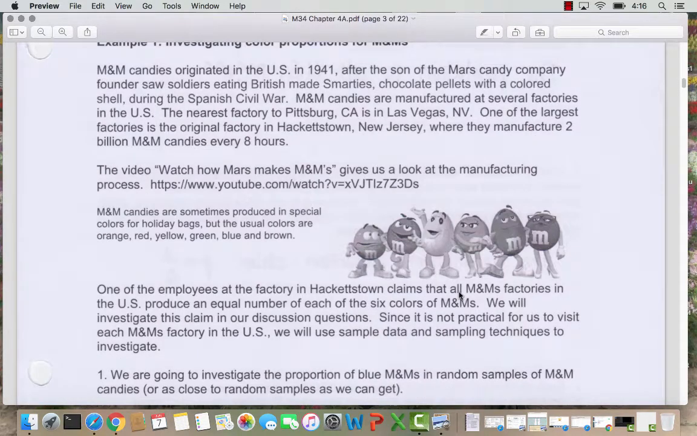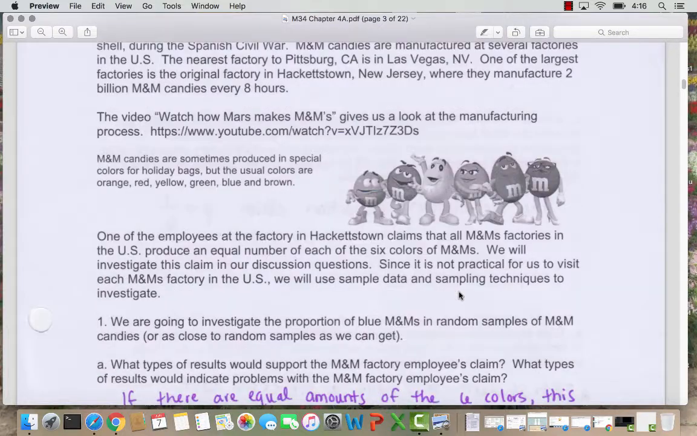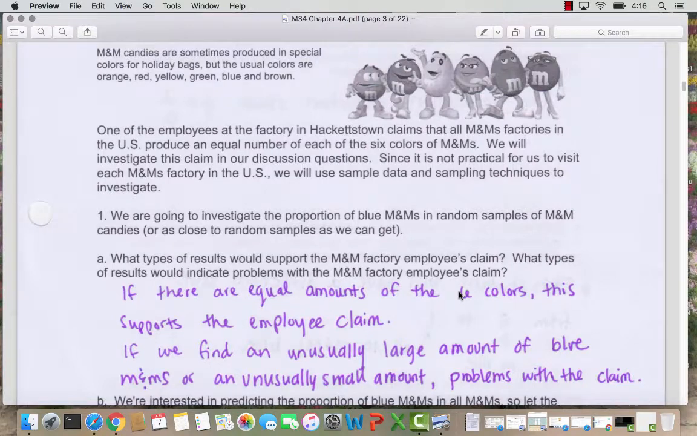So example 1 investigates color proportions for M&Ms, and there's a video about watching how Mars makes M&Ms that you can watch. I'll link to this in our Canvas page. So one of the employees at the factory in Hackettstown claims that all M&M factories in the U.S. produce an equal number of each of the 6 colors of M&Ms. So we will investigate this claim in our discussion question.